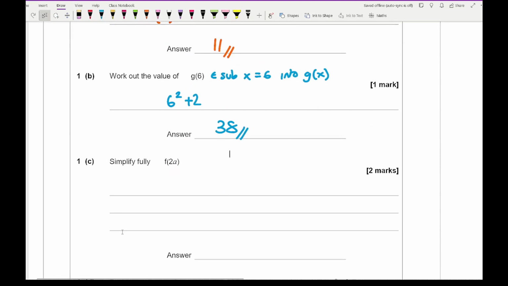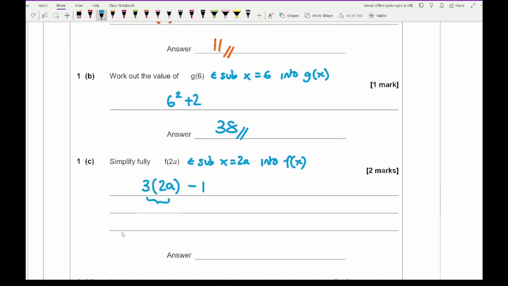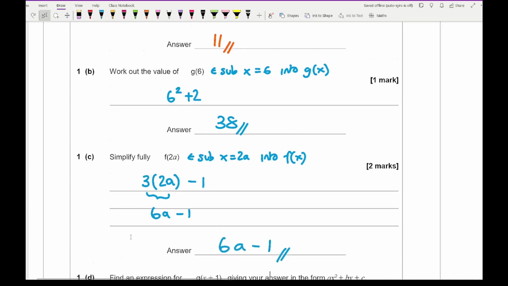Moving on to 1c, it says simplify f of 2a fully. So what we want to do is sub x equals 2a into f of x. So if f of x is 3x minus 1, here I'm going to replace x with 2a and I've got minus 1. Expanding this out, I get 6a minus 1. That can't be simplified any further, so my final answer is 6a minus 1.